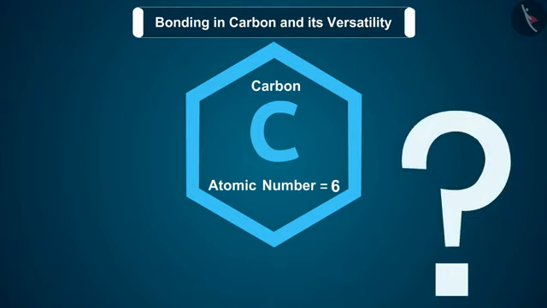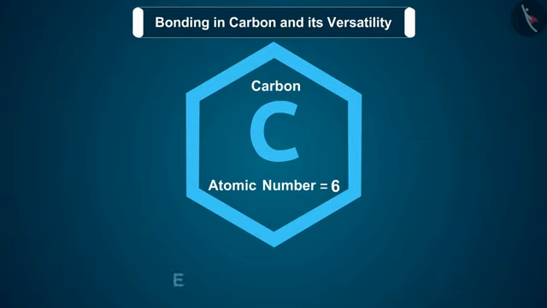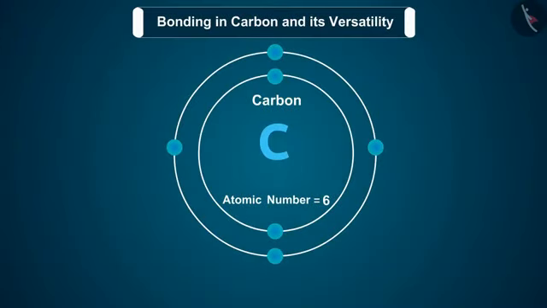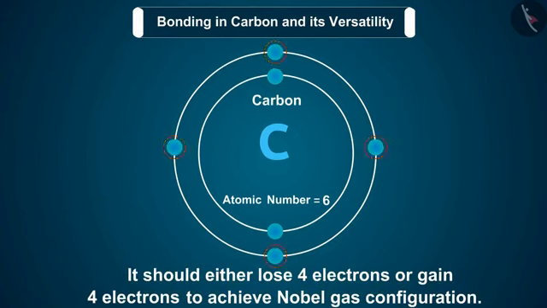But friends, why are we studying about the electronic configuration? We are studying its electronic configuration so that we can understand the type of bonding in carbon. Carbon has 4 electrons in its outermost shell. So it should either lose 4 electrons or gain 4 electrons to achieve noble gas configuration.